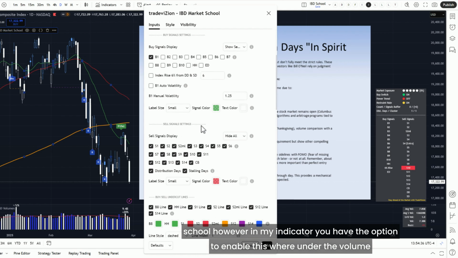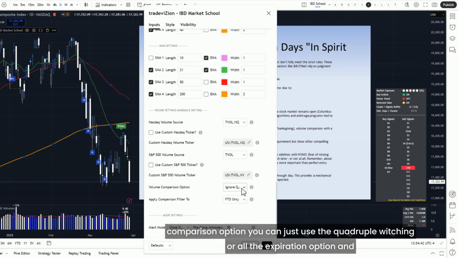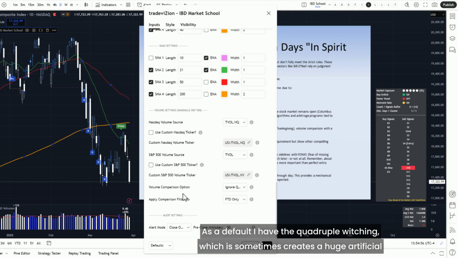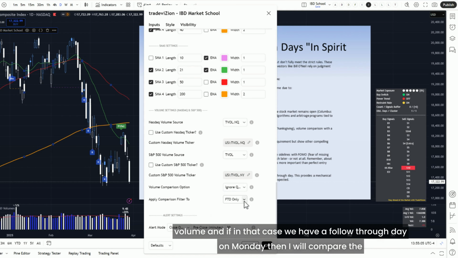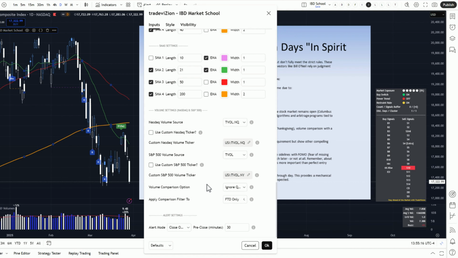However, in my indicator, you have the option to enable this, where under the volume comparison option, you can just use the quadruple witching or all the expiration option. And you can choose whether to apply this volume comparison to follow-through day or all signals. As a default, I have the quadruple witching, which sometimes creates a huge artificial volume. And if in that case we have a follow-through day on Monday, then I will compare the volume from the Monday to the Friday's volume, not including the last 30 minutes.